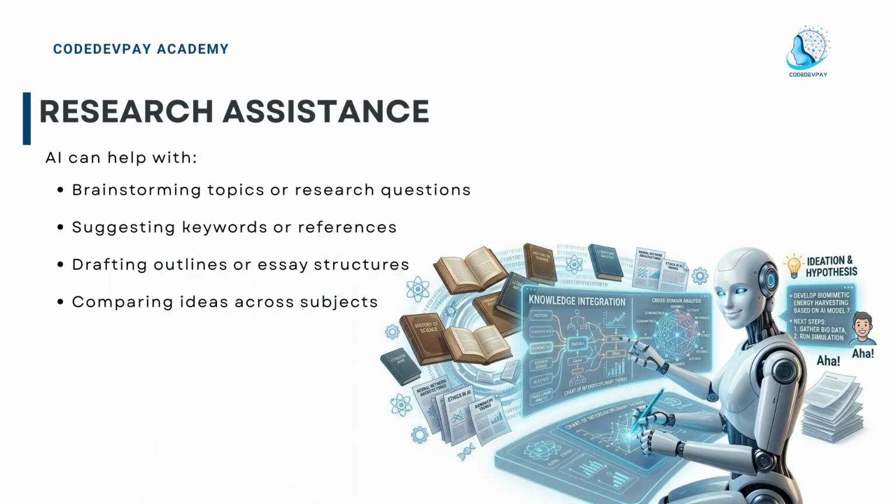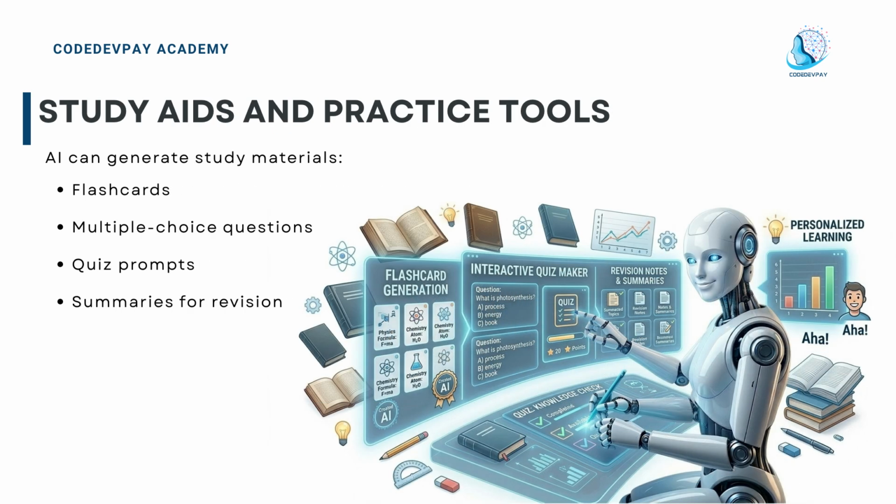Research assistance. AI can help with brainstorming topics or research questions, suggesting keywords or references, drafting outlines or essay structures, and comparing ideas across subjects. And as a study aid and practice tools, AI can generate flashcards, MCQs, quiz prompts, and summaries for revision.